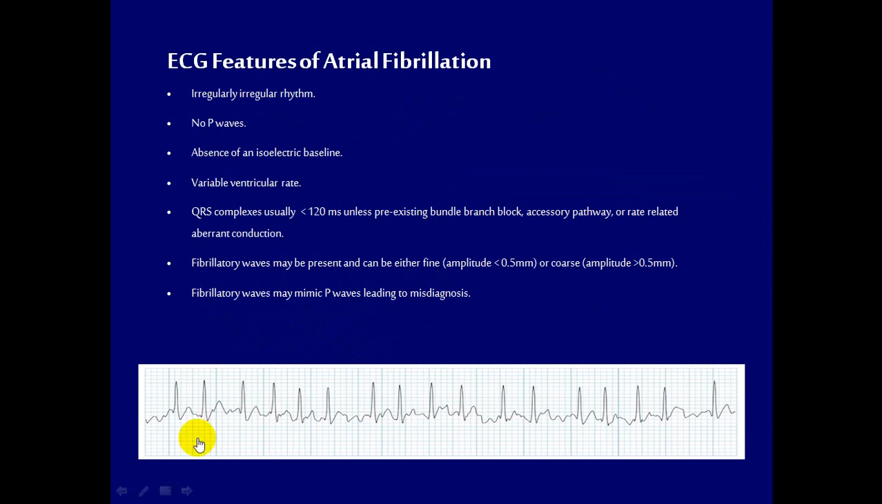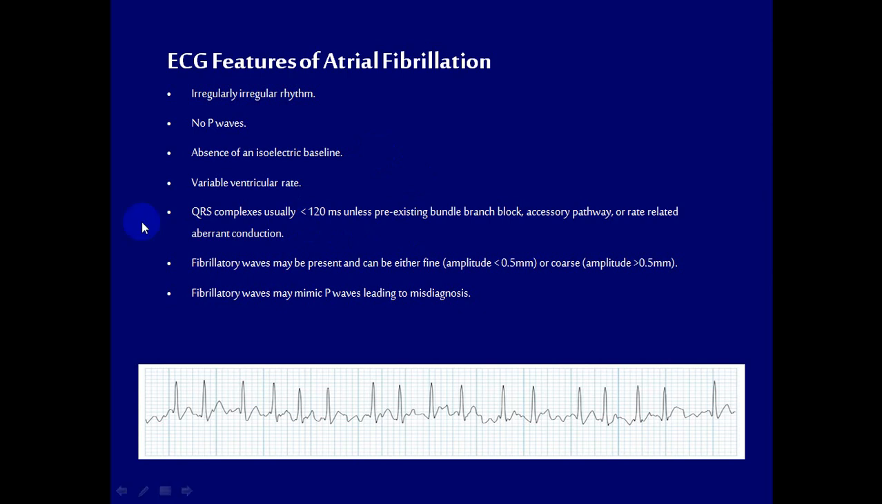Look at that ECG: this is a coarse baseline, not the fine one as we said, but really irregular. There is no P wave, and the QRS complex is within normal because the impulse passes down the AV node normally. So irregularity, no P wave, absence of isoelectric line, and variable ventricular rate due to the conduction. QRS is usually less than 120 milliseconds, unless there is pre-excitation, block, or an accessory pathway.